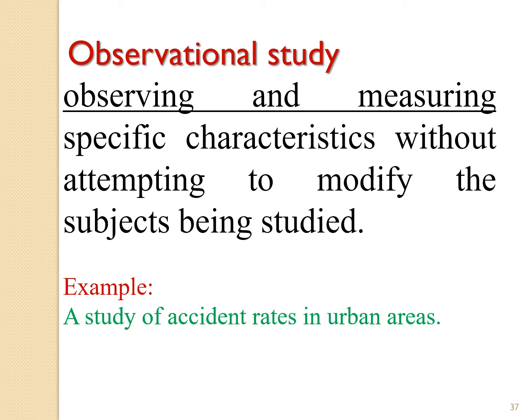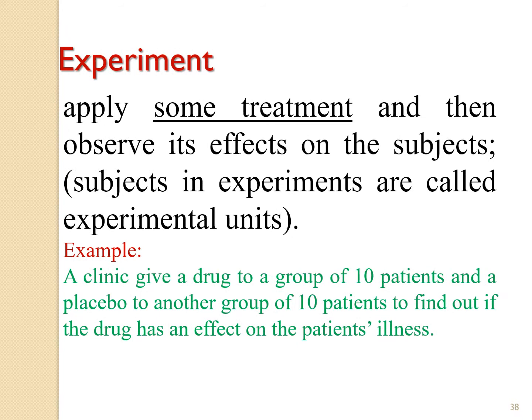And second, we are going to discuss the experimental study. Apply some treatment and then observe its effect on the subject. Subjects in an experiment are called experimental units. For example, a clinic gives a drug to a group of 10 patients and a placebo to another group of 10 patients to find out if the drug has an effect on the patients' illness. One group of 10 patients is the experimental group and the other group is the placebo group. This study is called an experimental study. You just apply some treatment. In some situations the groups should have the same sample size, and sometimes different sample sizes. This is also very popular in the medical field.